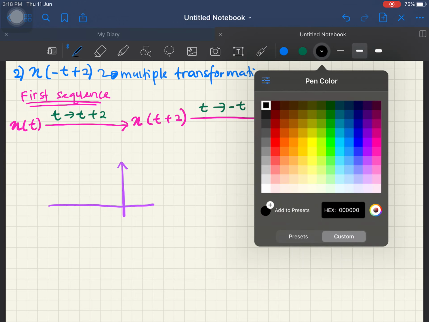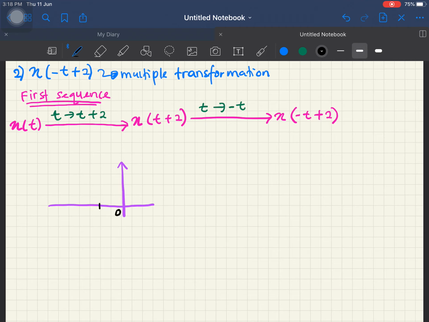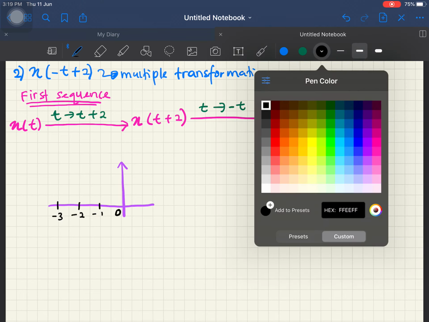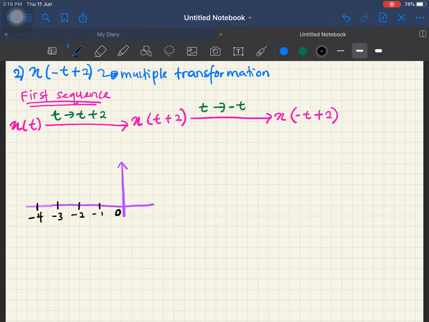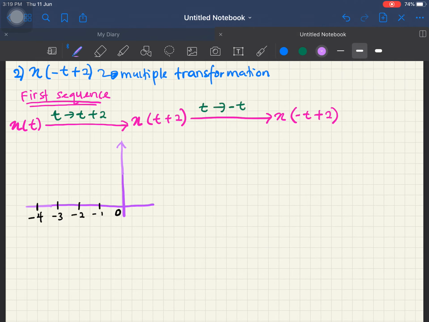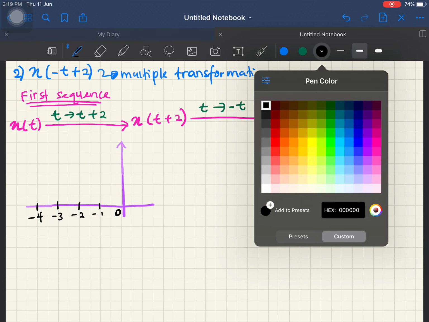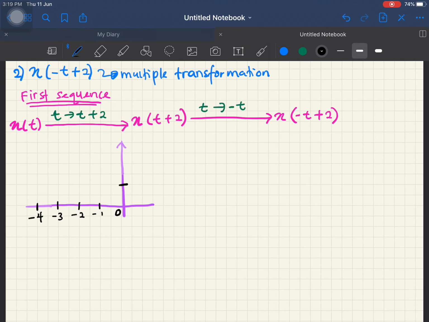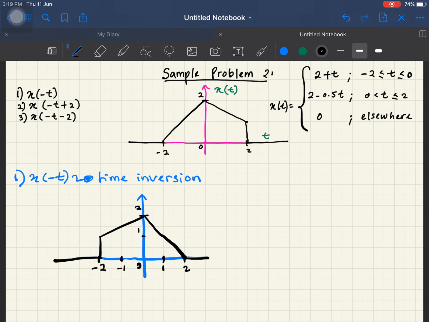Okay, so you will have zero, minus 1, minus 2, minus 3, minus 4, and unit amplitude, so we go to 1 and 2. Okay, so this is your original signal.